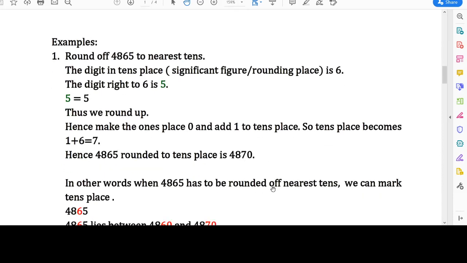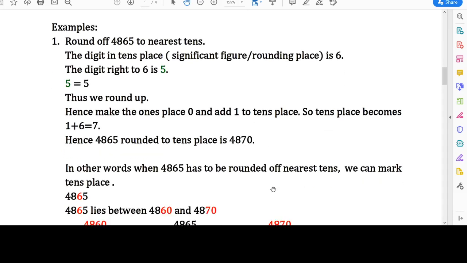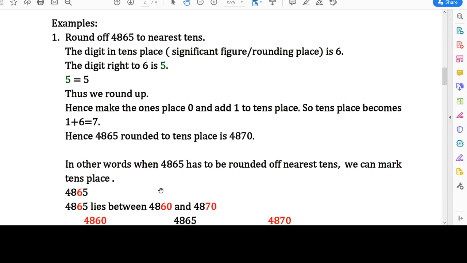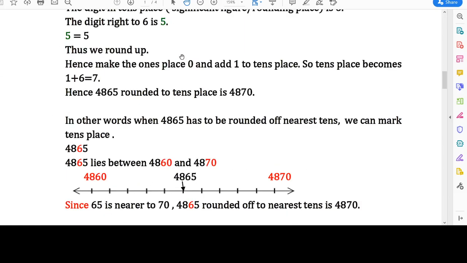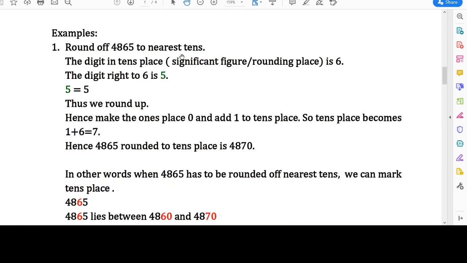Now we shall look at some more examples. First example, we are going to round off 4,865 to the nearest tens. The digit in the tens place here, which is also called the significant figure or rounding place, is 6.